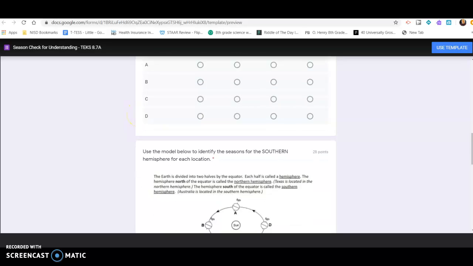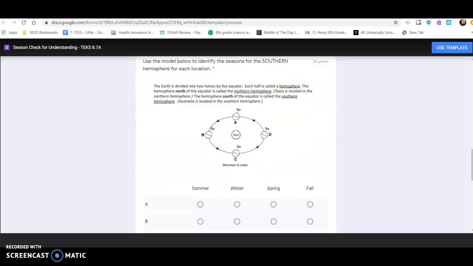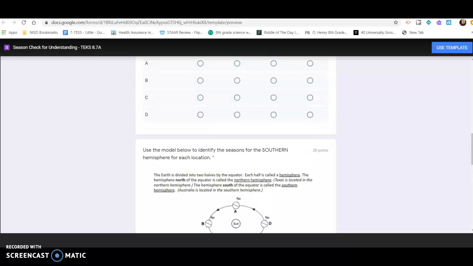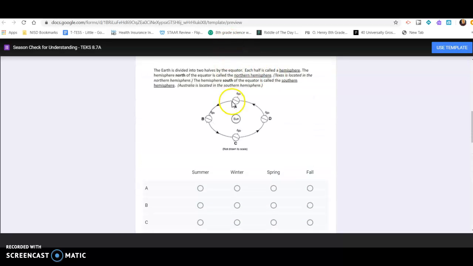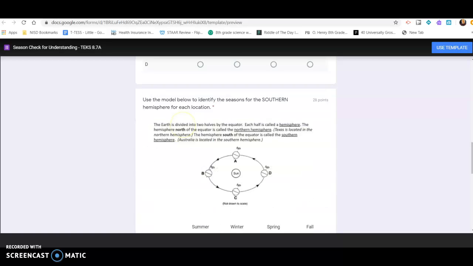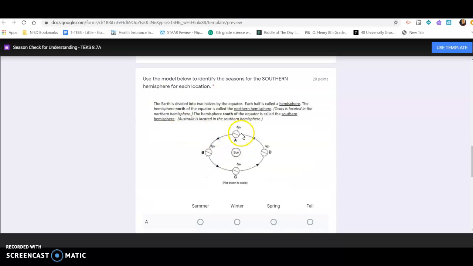Okay, the next one is pretty similar, but in this case it's asking you to use the model to identify the seasons for the southern hemisphere. So again, up here we were looking at the northern hemisphere. Down here we're looking at the southern hemisphere. All of this information is exactly the same as it was said earlier.